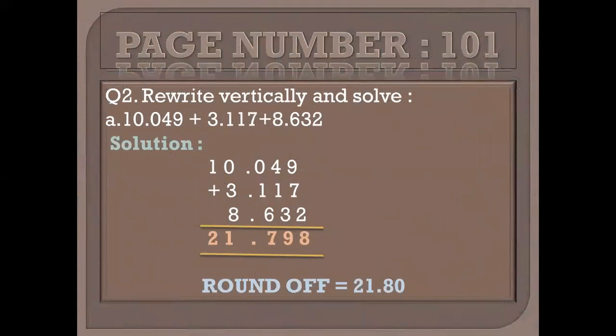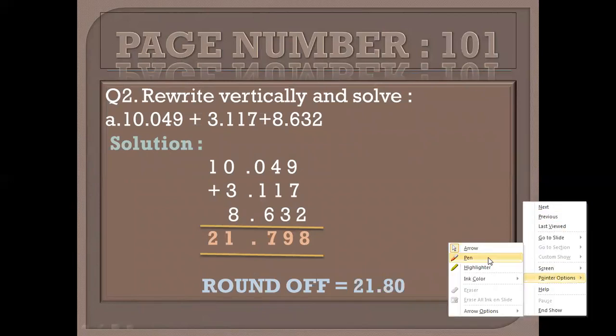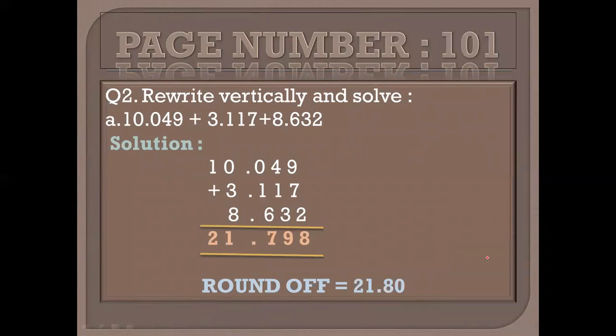Now we come to question 2. Rewrite vertically and solve the same that we have done in question 2 on page 100. Only the change is round off your answer to two decimal places. A to E parts are included. All the parts are given in horizontal. We convert into vertically and then we add. According to the question, we add or subtract the numbers.